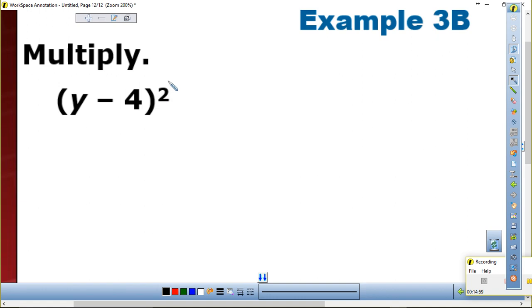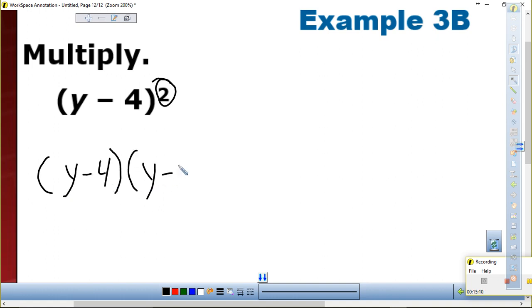This says to multiply whatever's inside how many times? Twice. So I write y minus 4 times y minus 4. Do we know how to do this kind of multiplication? Copy that and finish it off, please. Bam.